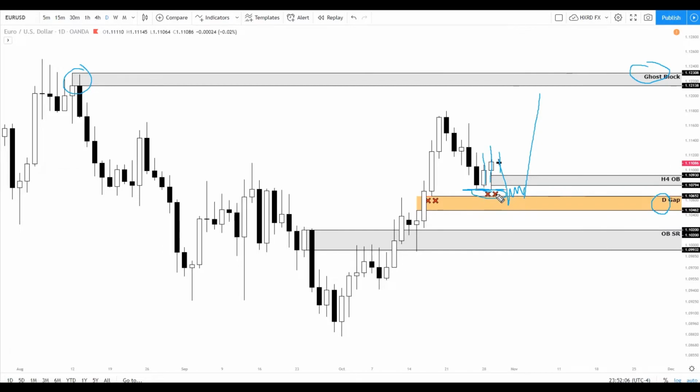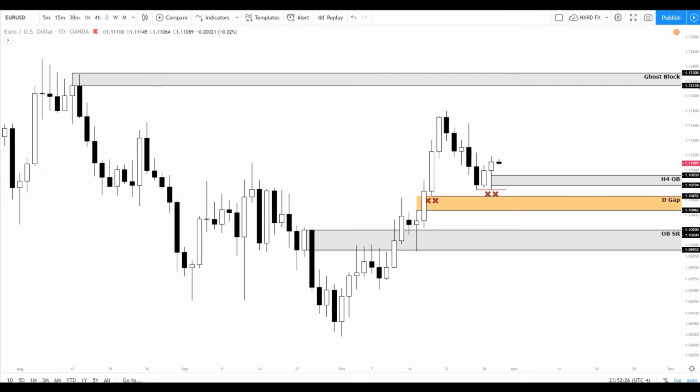I'm expecting a raid of these lows on the daily chart. We'll get into the 4 hour later, but I'm expecting a raid of these lows, and then we'll see a continuation up to the upside. And these will be your targets: these highs, and ultimately this ghost block right here.